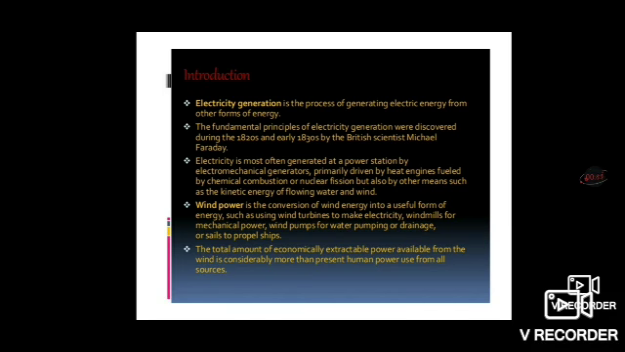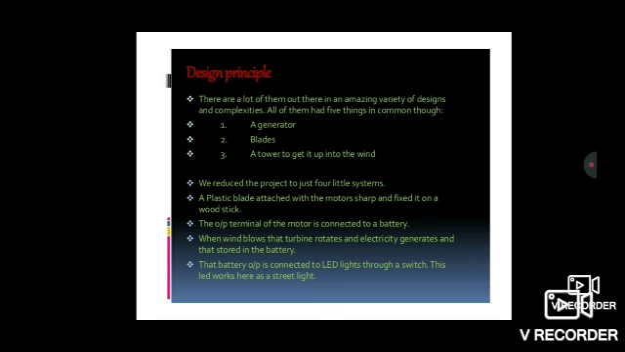Wind power is the conversion of wind energy into a useful form of energy, such as using wind turbines to make electricity, windmills for mechanical power, and wind pumps for water pumping or drainage, or sails to propel ships. The total amount of economically extractable power available from the wind is considerably more than present human power used from all sources. Let us see the design principle.